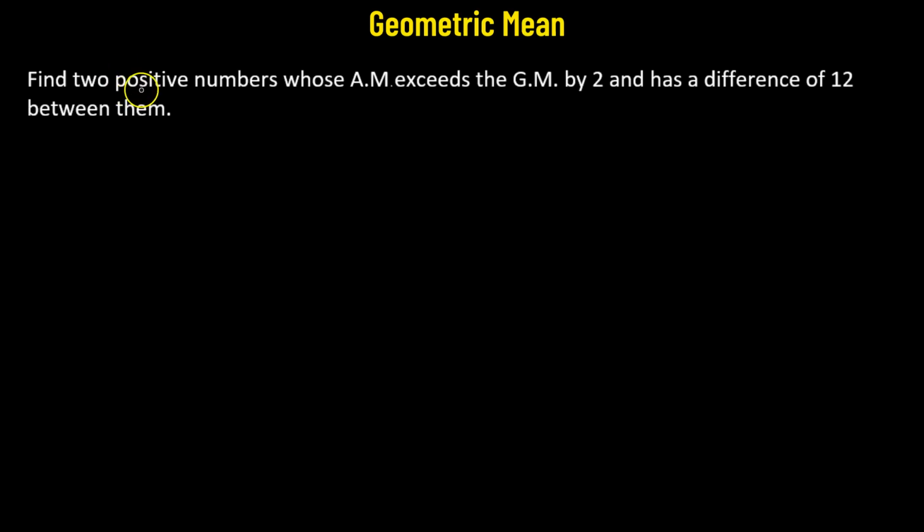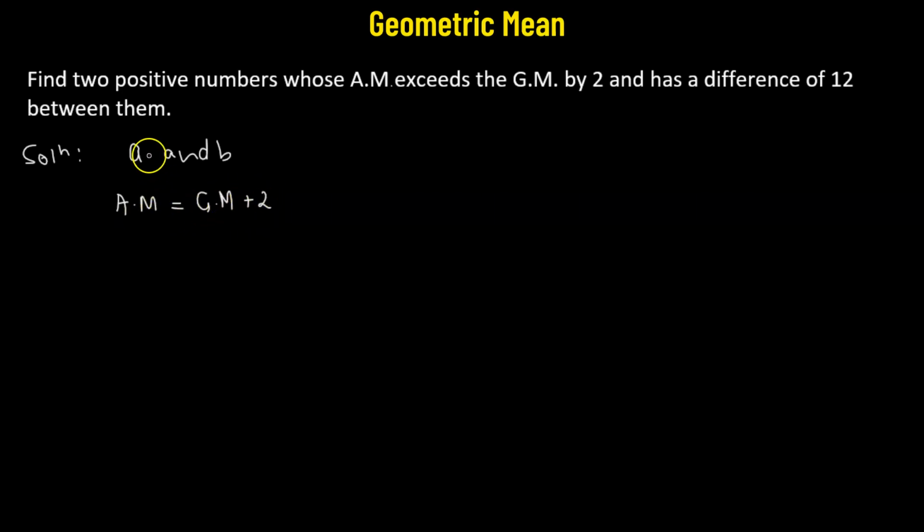So in this problem, we need to find the value of two positive numbers whose arithmetic mean exceeds the geometric mean by 2 and which have a difference of 12 between them. So let's begin. We'll consider the two numbers a and b. Now it's given here that the arithmetic mean exceeds the geometric mean by 2.